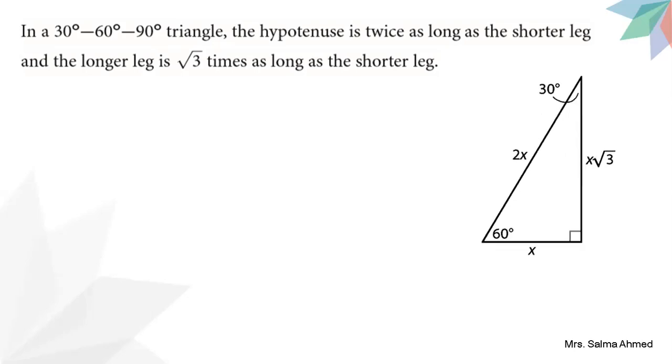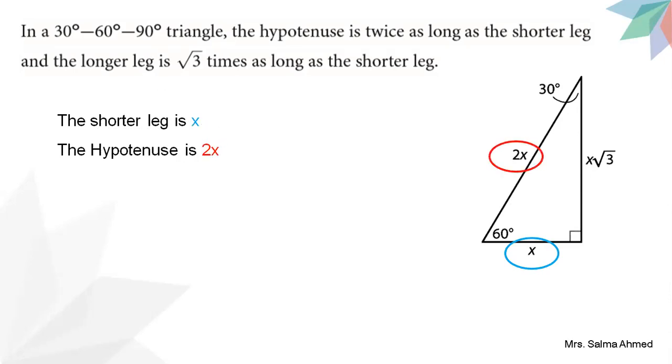So if I have the shortest leg, which is x, the hypotenuse will be twice x, which is 2x, and the side in front of 60, the other leg, gives me x root 3. So the short leg is x, the hypotenuse is 2x, which is doubling, and the leg opposite to the 60 degrees is x root 3.